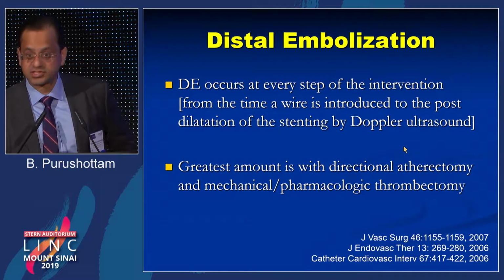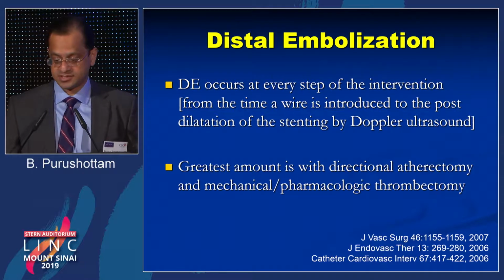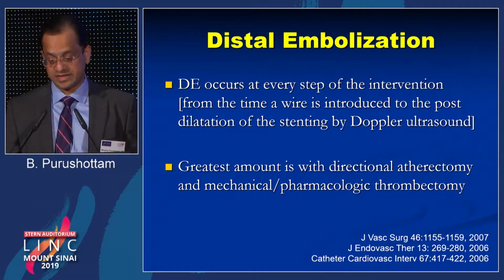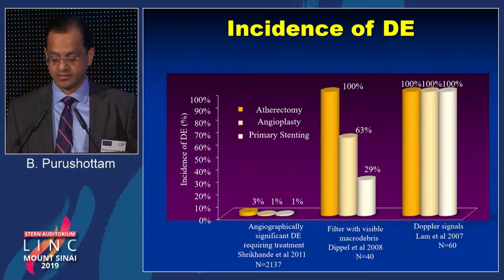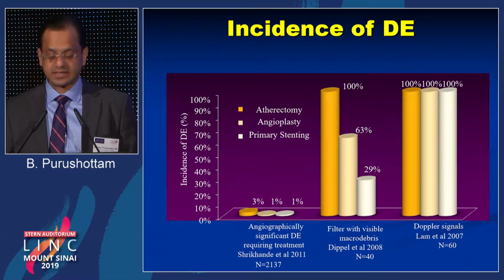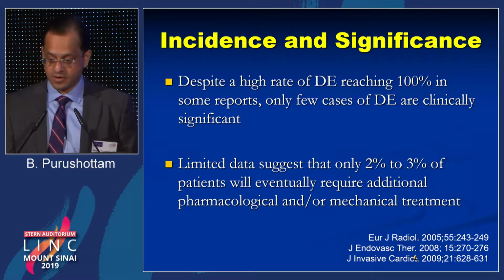Distal embolization is known to occur with pretty much every single step of intervention, as simply as introducing a wire, and this has been demonstrated in some ultrasound studies. The highest rate is seen in directional atherectomy as well as mechanical, and some forms of mechanical thrombectomy, especially when you have acute limb ischemia. Here's a bar graph depicting how you can recognize distal embolization. Angiographically, as you can see on the left-hand side, if you don't look carefully, you don't pick it up. But when you put a filter in, you definitely start to see it, and the tallest tower here is the one with atherectomy. Finally, with Doppler, you can see it occurs with pretty much every form of intervention.